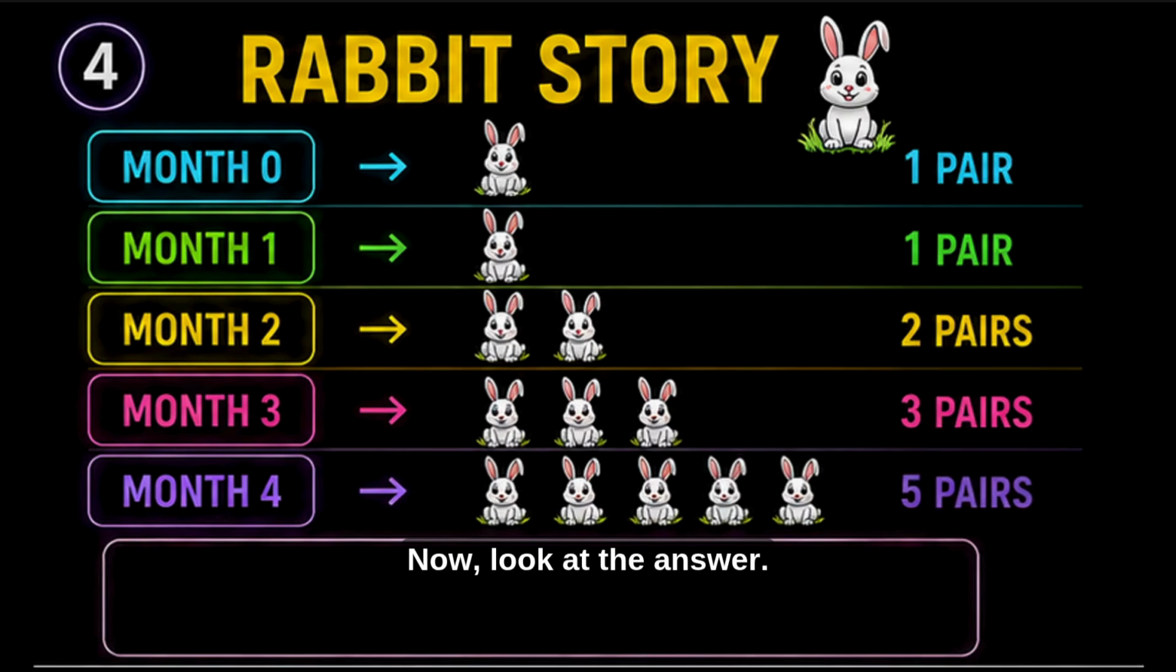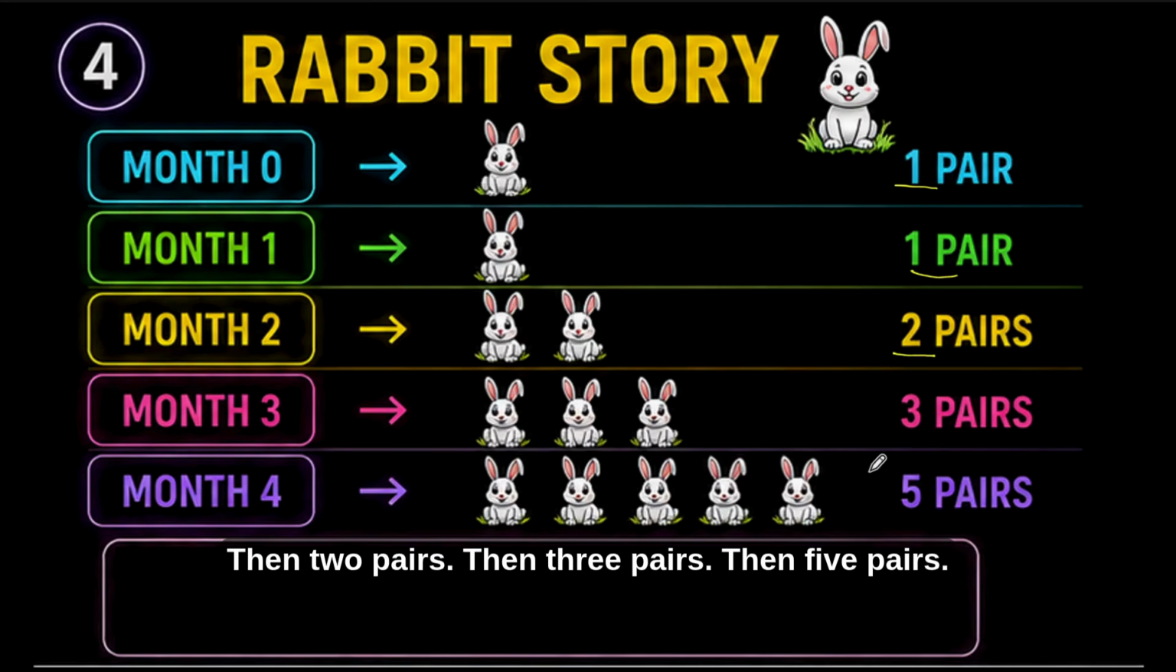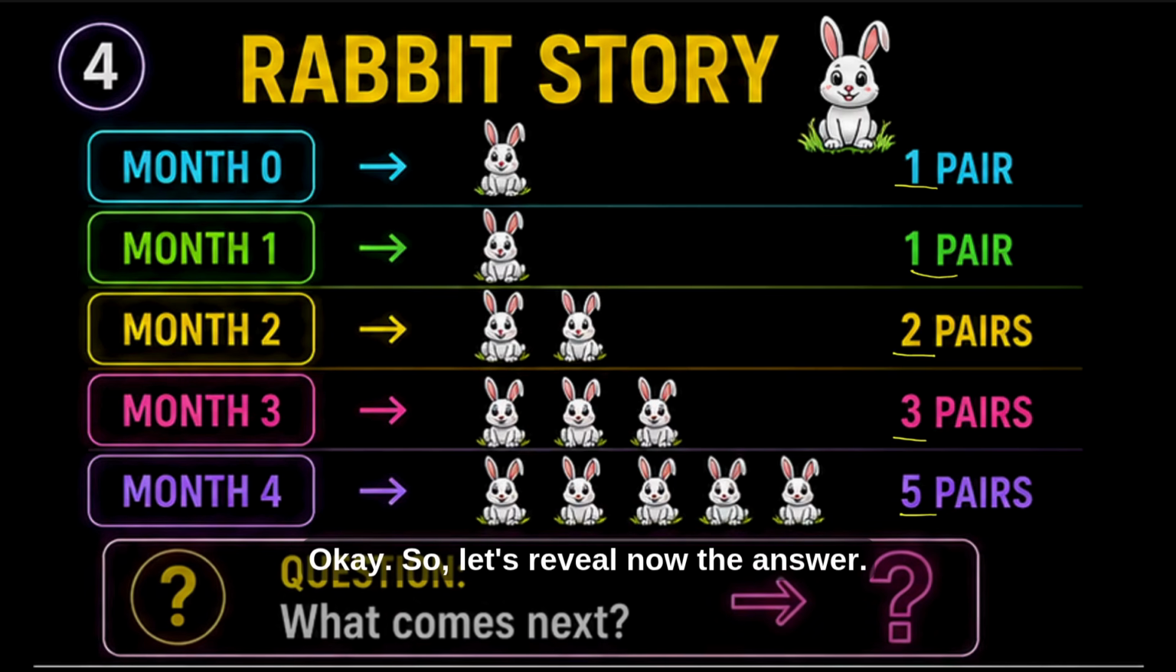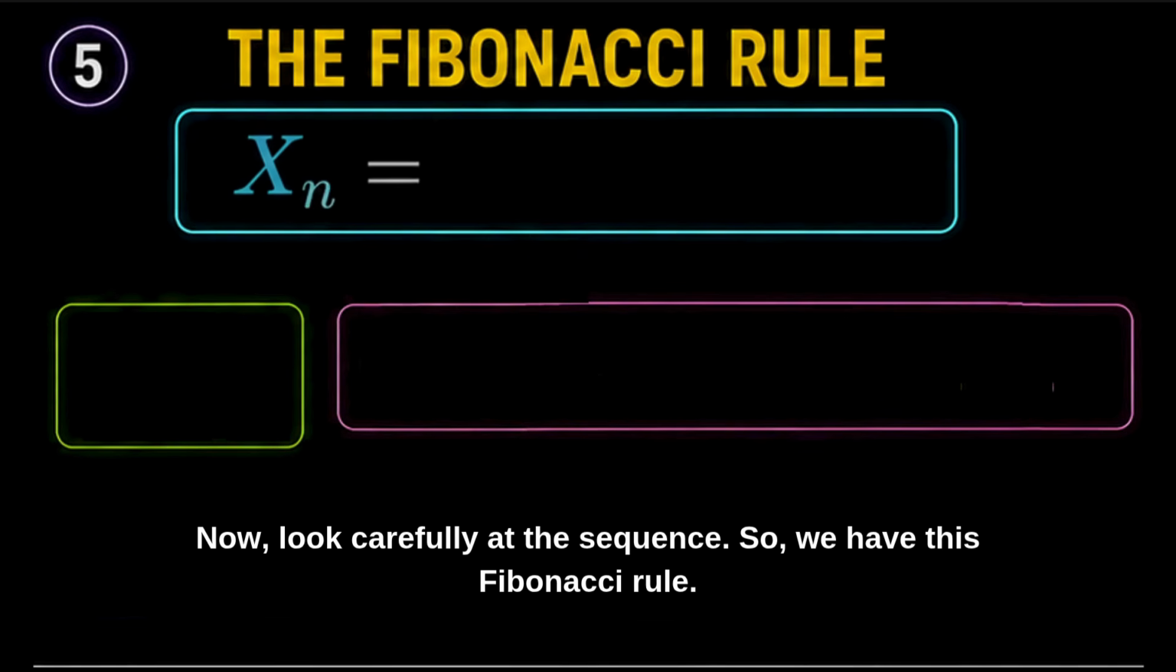Now, look at the pattern. We have one pair, then two pairs, then three pairs, then five pairs. Now, I want you to predict what comes next. Okay? So take a few seconds, think by yourself what number comes next. Okay? So let's reveal the answer now. In our classroom, we will reveal that answer. The question is, what comes next? Now, look carefully at the sequence.